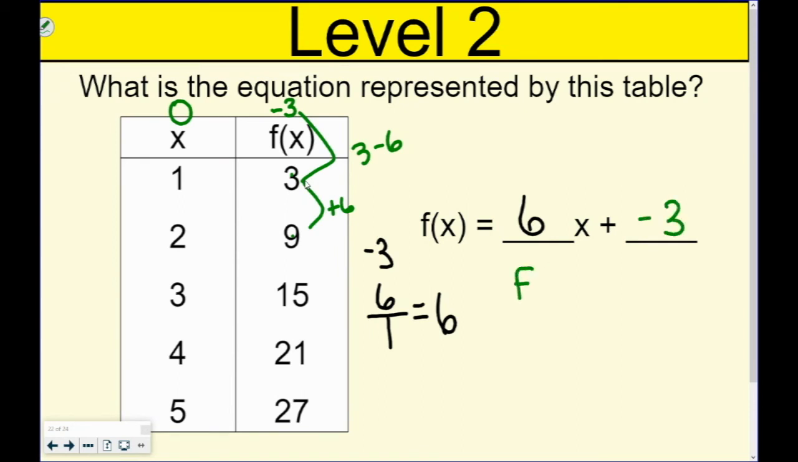I'm going to rewrite it because I don't like double signs here. So it's f of x equals 6x. I'm just going to put a -3. When you have this plus a negative, that is the same thing as -3.